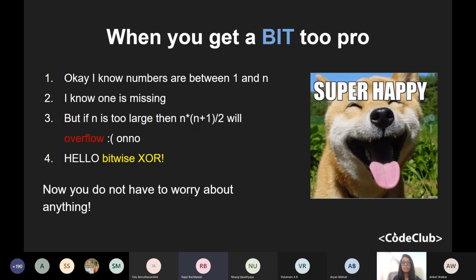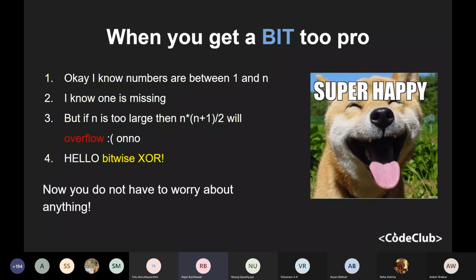So this I leave to you as homework. You can see why 1 XOR 2 XOR 3 dot till n will not overflow, but 1 plus 2 plus 3 dot till n will overflow. Okay. So using XOR, you can deal with even very large n's so that they don't overflow and get the answer in just a single pass of the array.